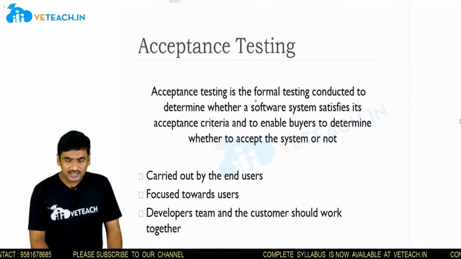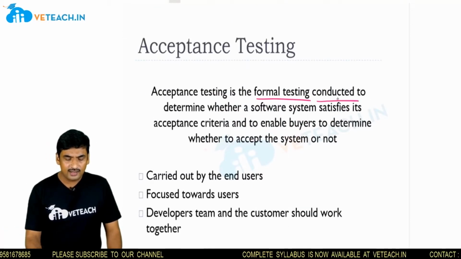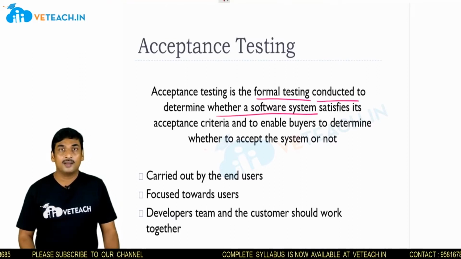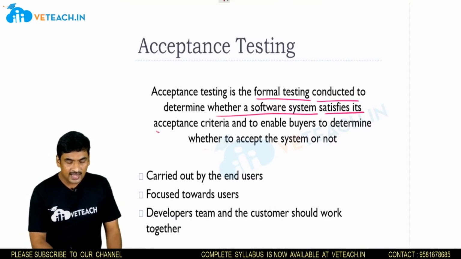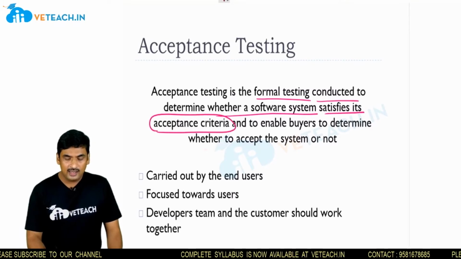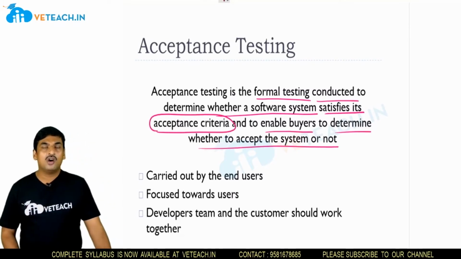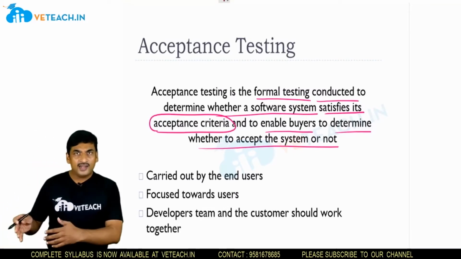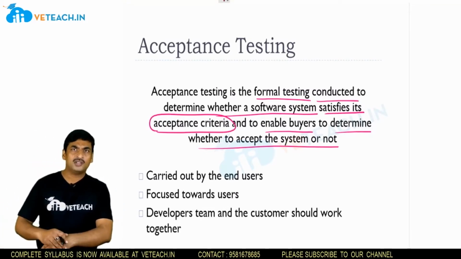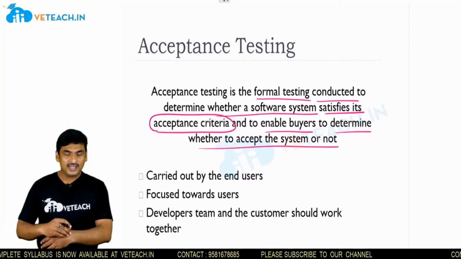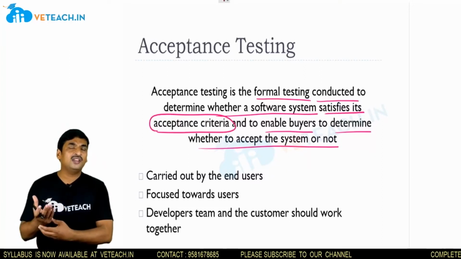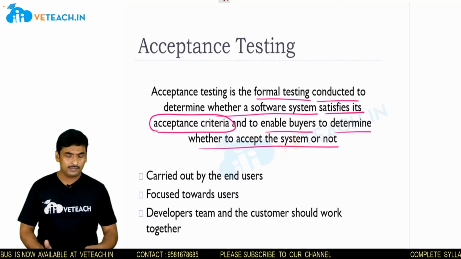Acceptance testing is the formal testing conducted to determine whether the software system satisfies its acceptance criteria and to enable buyers to determine whether to accept the system or not. At the end, it is the buyers who will accept our system or not. In that case, we will ask the end users to come and test our product.